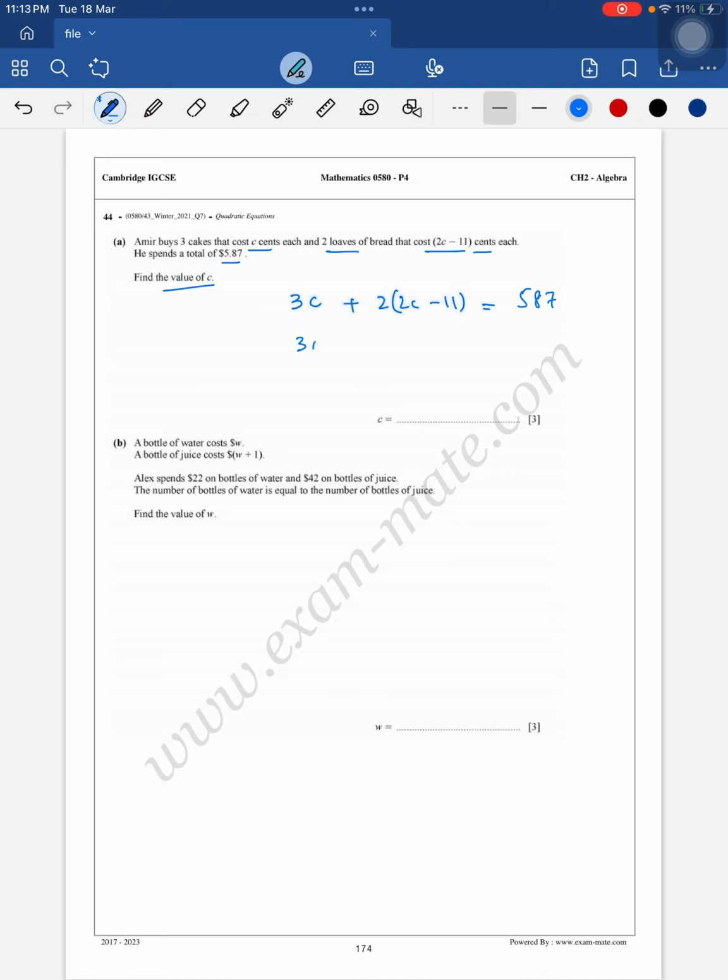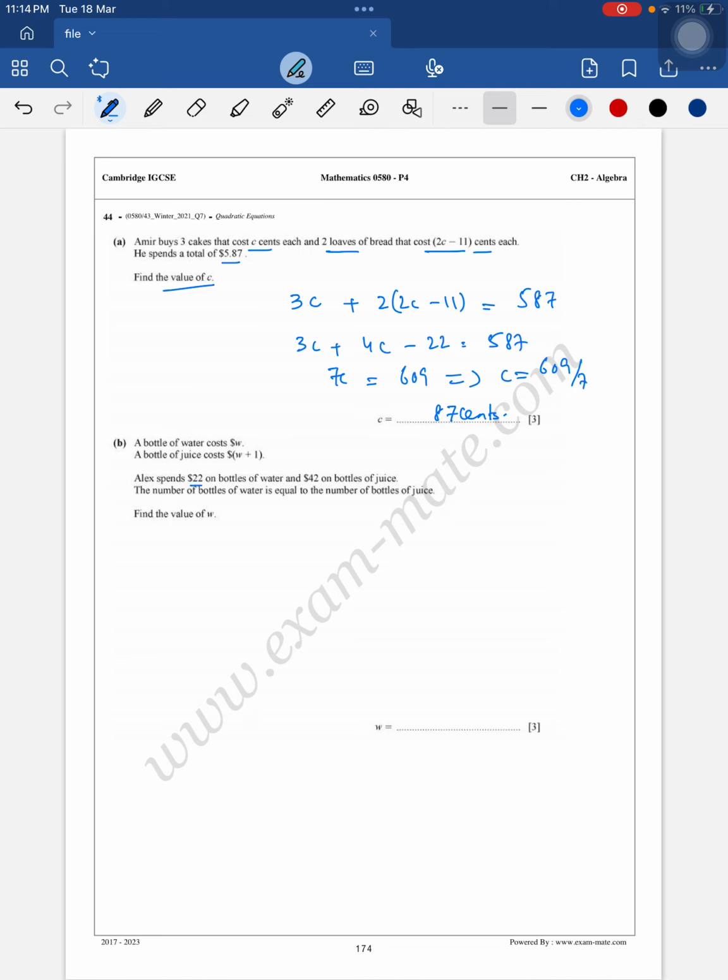So solving it, 3C plus 2 into 2C is 4C, minus 2 into 11 is 22, equals 587. 3C plus 4C is 7C, minus 22 goes over there, 587 plus 22 equals 609. So C is equal to 609 upon 7, that is 87. So 87 cents. Clear?